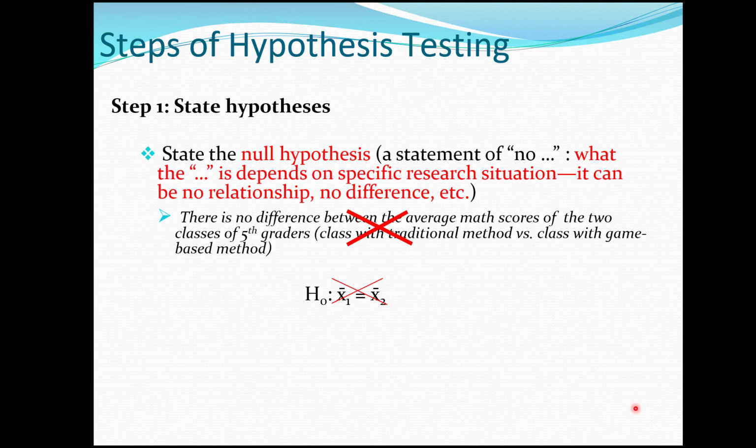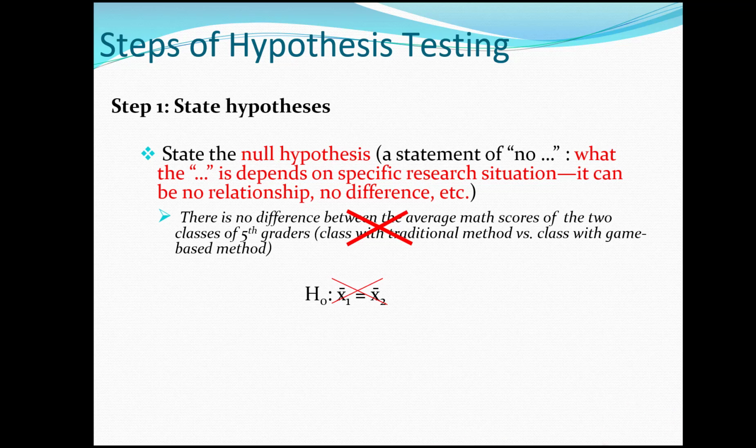I hope you can still recall. I've already told you hypothesis is about population. But when you say here, your null hypothesis says the average math scores of 2 classes of 5th graders, you are actually talking about your samples. So this is not correct. Again, hypothesis can only be about population. So what is the correct way for stating your null hypothesis for this research example?